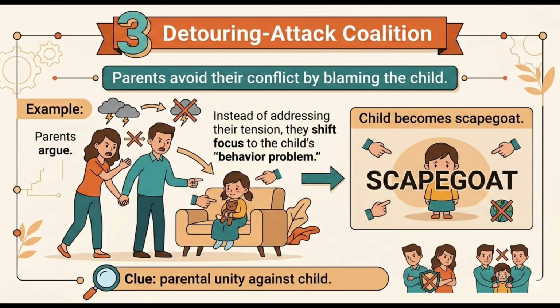Three, detouring attack coalition. Parents avoid their conflict by blaming the child. Example: parents argue. Instead of addressing their tension, they shift focus to the child's behavior problem. Child becomes scapegoat. Clue: parental unity against child.